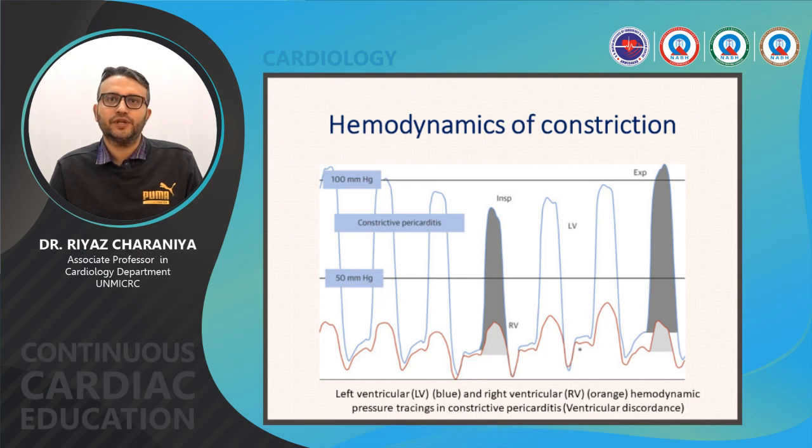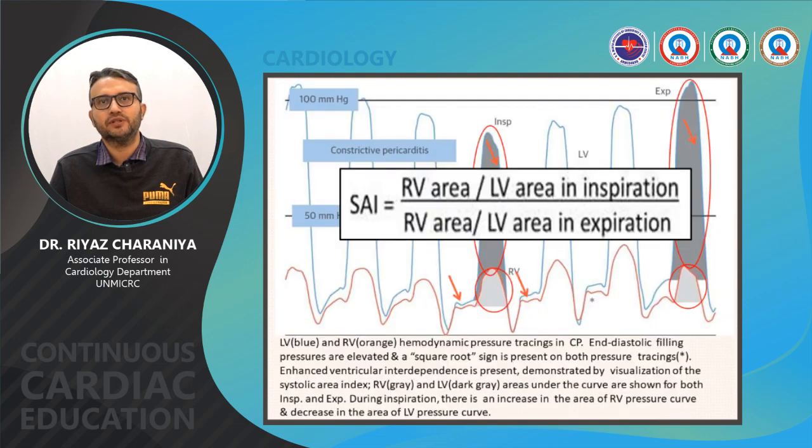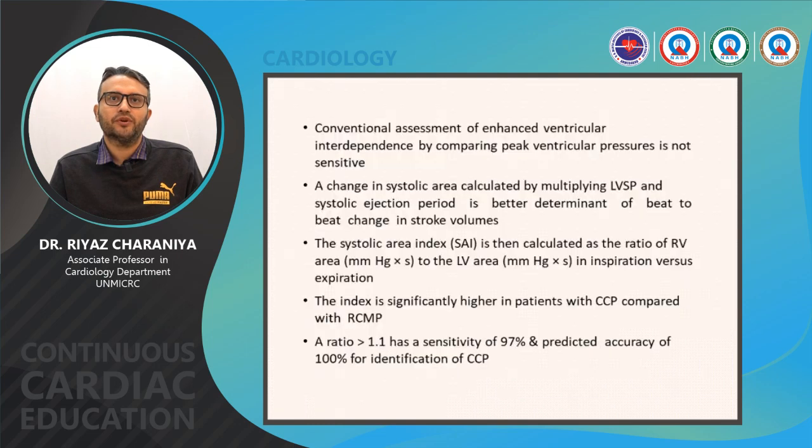So if you shade the area under the curve from RV to LV during inspiration, and then shade the area under the curve of RV to LV during expiration and divide the two, what you get is the systolic area index. Obviously in constrictive pericarditis this would be more than 1.1. More than 1.1 is highly sensitive and quite specific, almost about 100% specific for identification of constrictive pericarditis. So this index is significantly higher in patients with constrictive pericarditis as compared to restrictive cardiomyopathy.